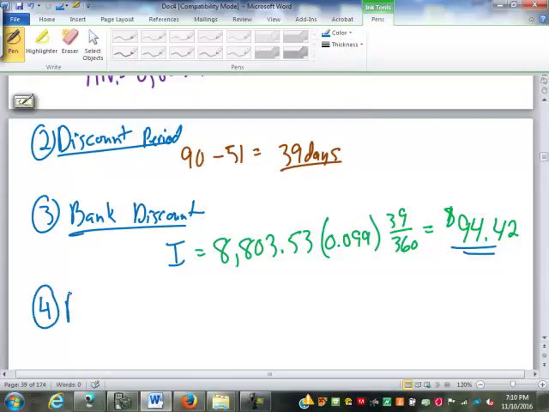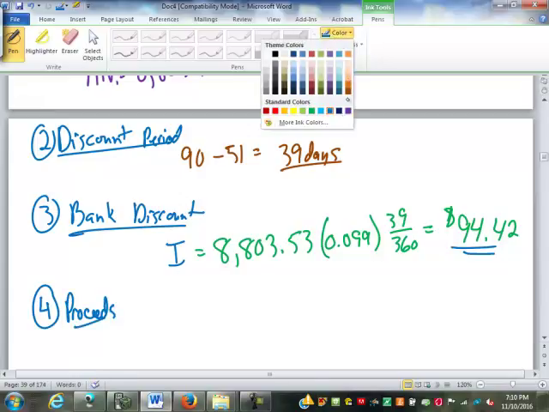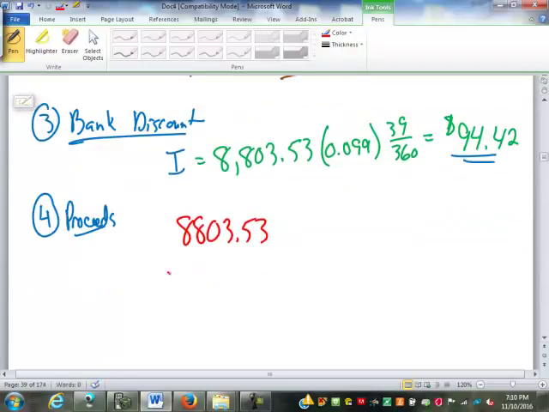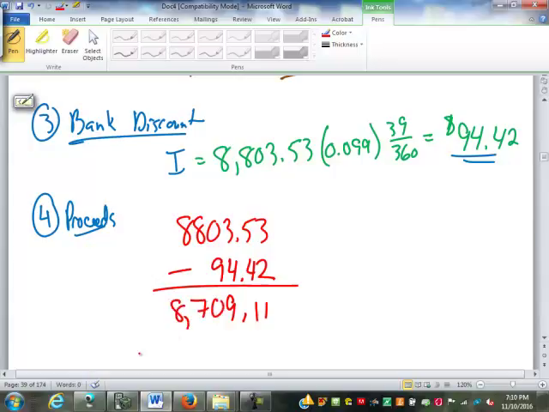Step 4 is the proceeds, which is going to be the $8,803.53 minus $94.42. $8,709.11. Anybody get that? Good deal.